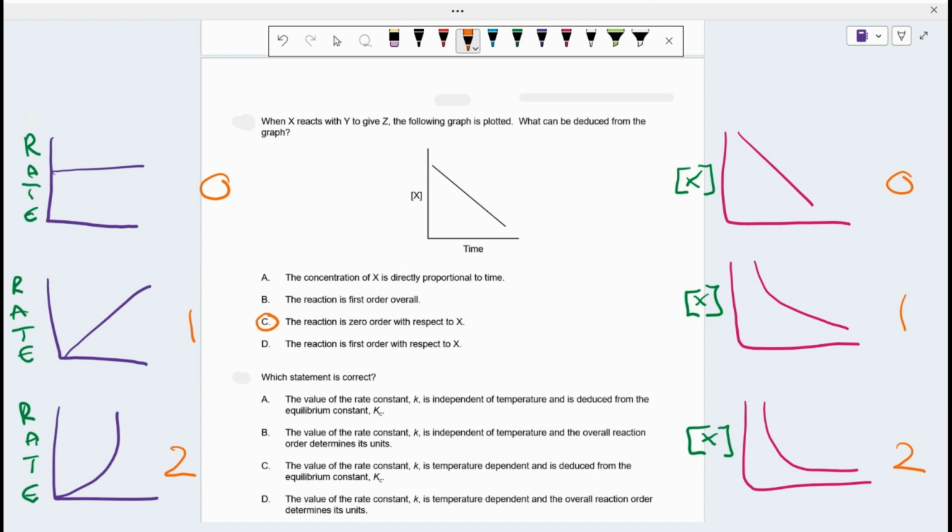A is incorrect because it should be indirectly proportional. The reaction cannot be first order. We don't know if the reaction is first order overall. We would have to see the graph for Y as well, because X reacts with Y. So we need to see the graph of both reactants in order to work out the overall order. The reaction is first order with respect to X. For D, well, it would have to be this graph.